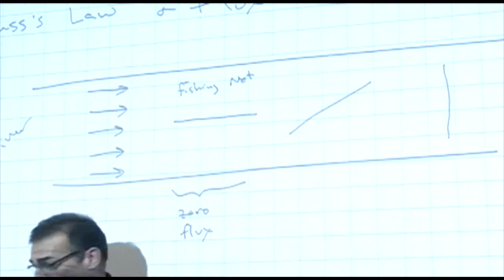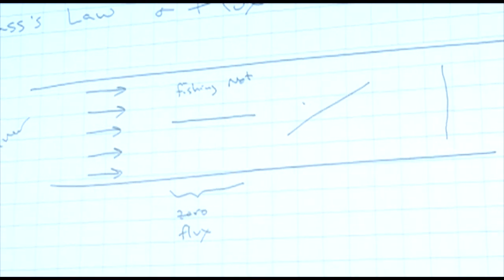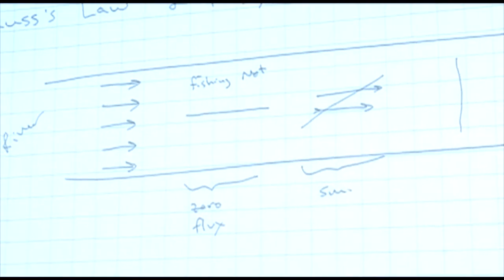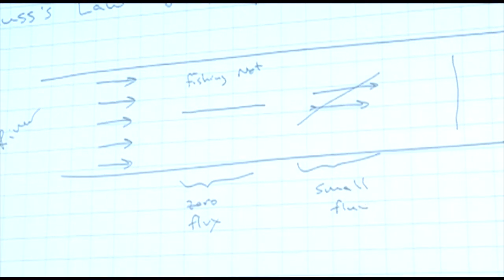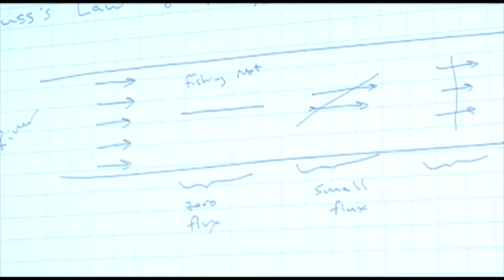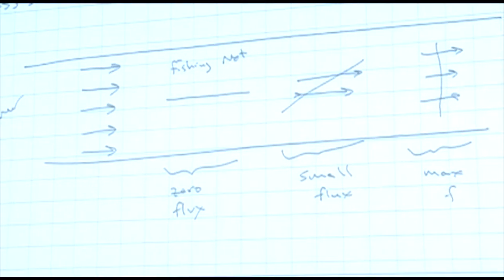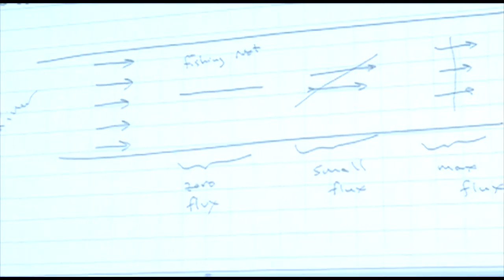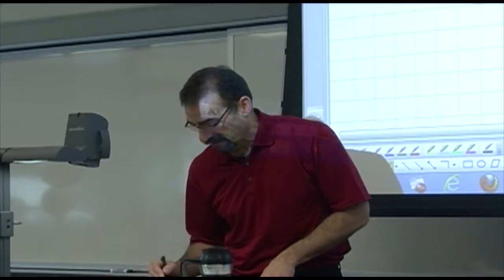In this case, we've got a little bit, right? This would have a small flux. And in this case, we have the most. This is our maximum flux. So it's the amount of something that penetrates some surface area. In this case, water penetrating the surface area defined by the net. And in our electrical case, it's electric field lines.